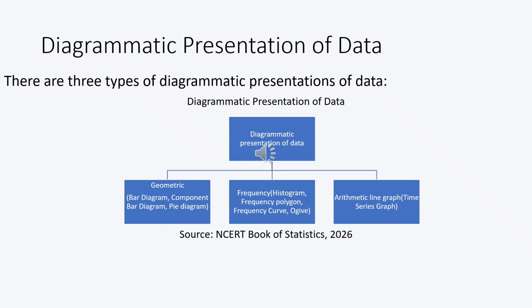Under the frequency presentation, we will be understanding what is a histogram, what is a frequency polygon, what is a frequency curve, and what is an ogive. While the arithmetic line graph, which is also known as the time series graph, we will be learning all about in the next presentation.